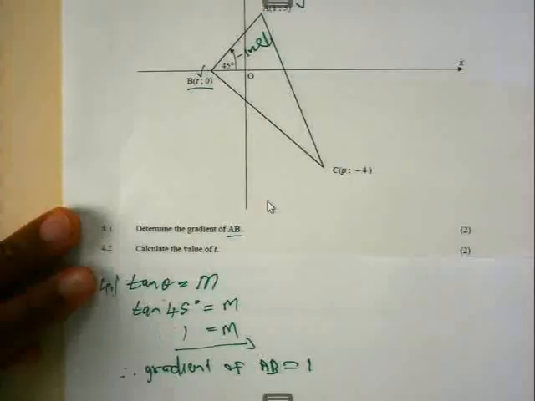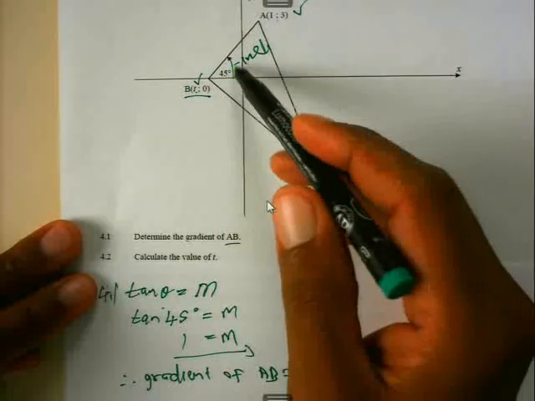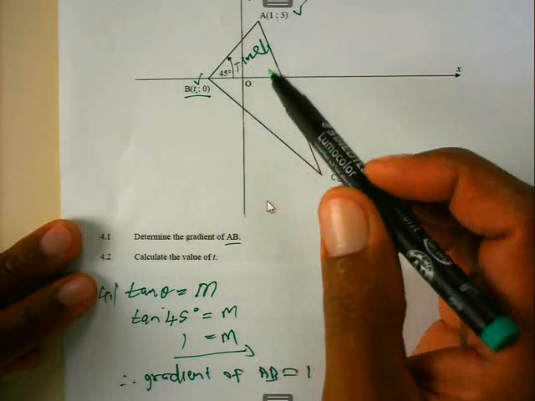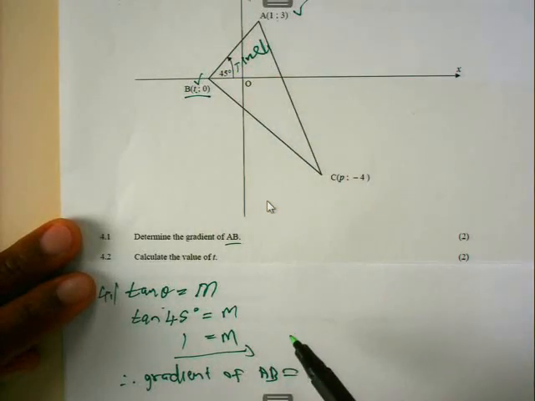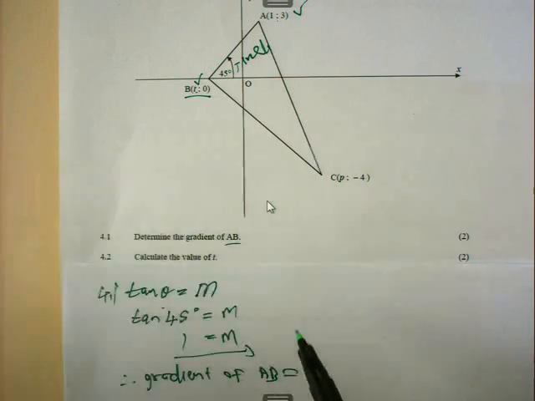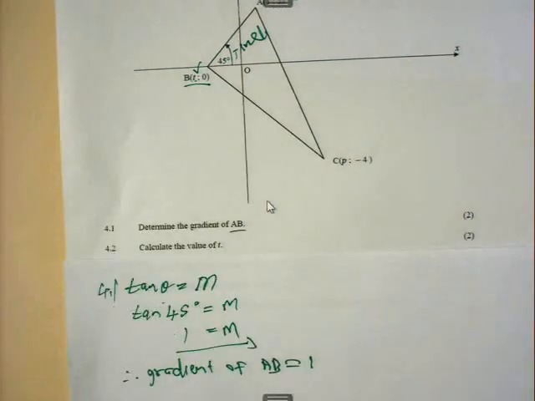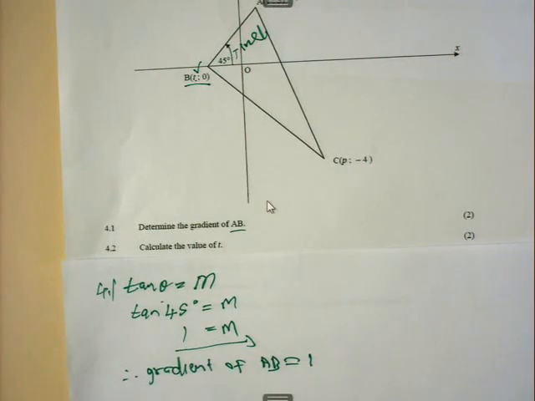Welcome back. Remember, we're busy with the first question where you were supposed to calculate the gradient of AB. We couldn't use the gradient formula there because we don't know the value of t, so we had to use the angle of inclination, which is 45. That is where we ended up seeing that the gradient of AB is a positive 1. Right, let us now go to 4.2.